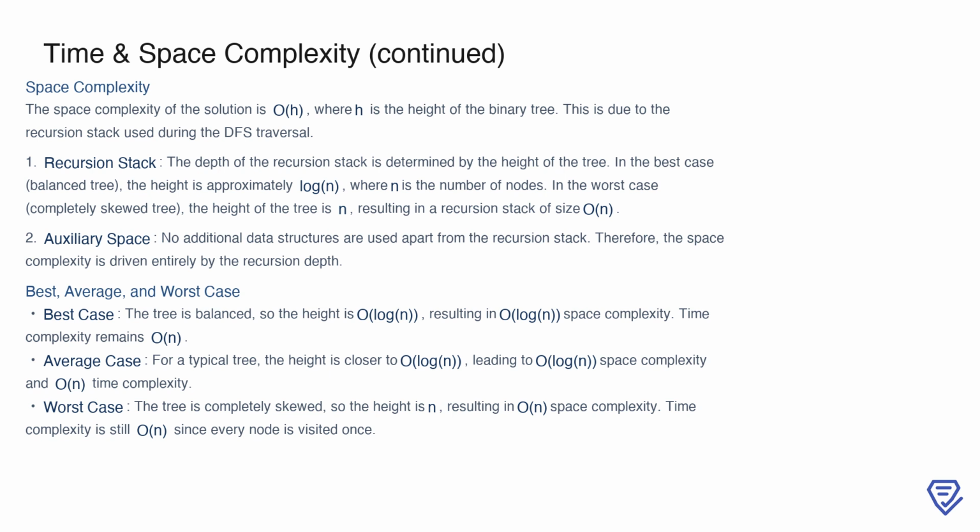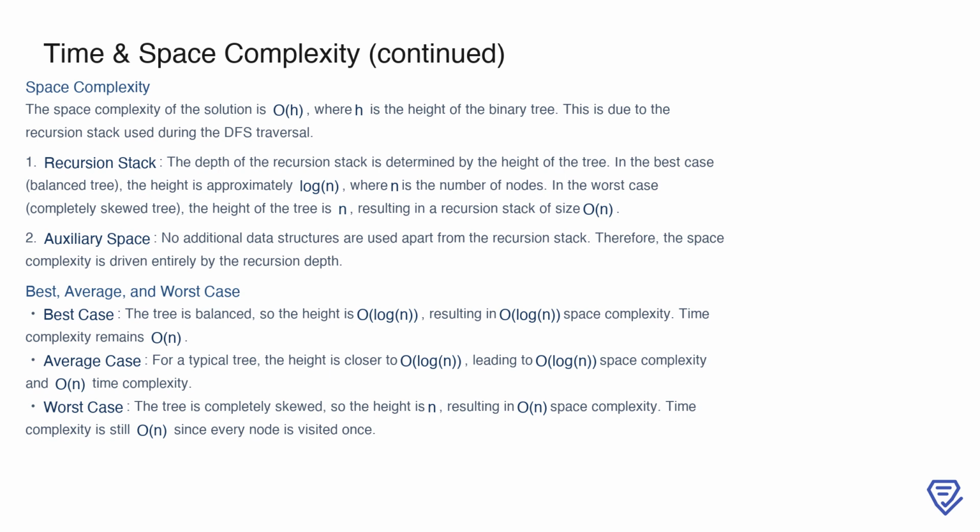In the best-case scenario, where the tree is balanced, the height is approximately log n, leading to a space complexity of O(log n). In the worst-case scenario, where the tree is completely skewed, the height becomes n, resulting in an O(n) space complexity. Since no additional data structures are used beyond the recursion stack, the space complexity is entirely proportional to the tree's height.